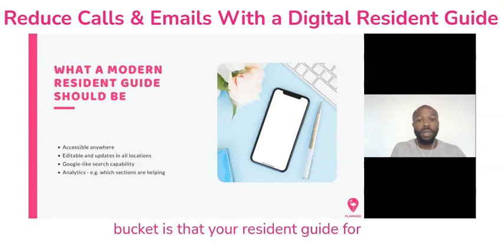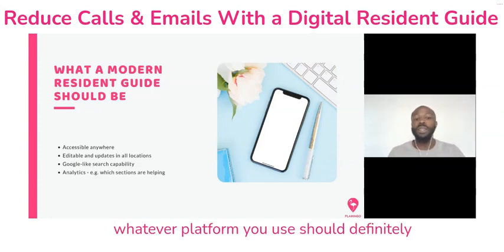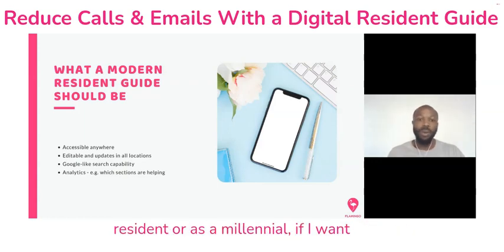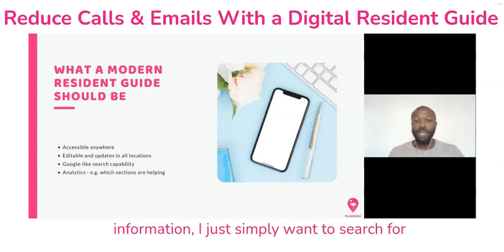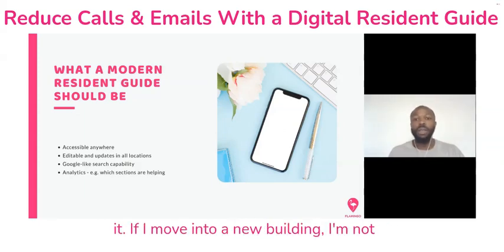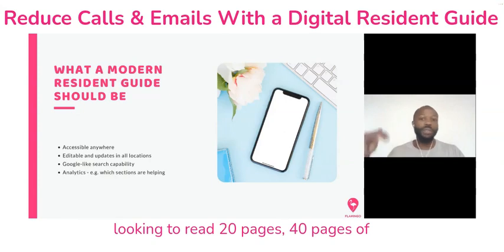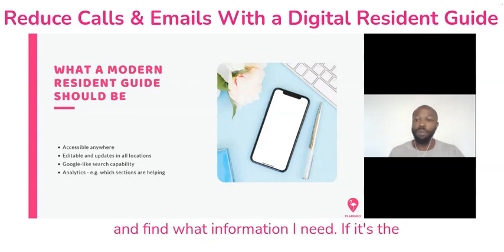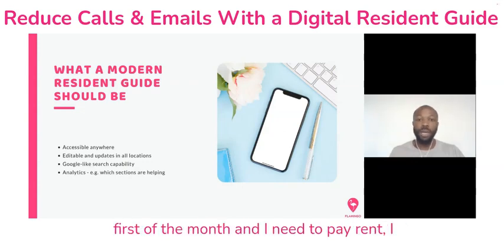And then the third bucket is that your resident guide, for whatever platform you use, should definitely have Google-like search capabilities. As a resident or as a millennial, if I want information, I simply want to search for it. If I move into a new building, I'm not looking to read 20 pages, 40 pages of information. When I need to find that information, I should be able to search for it and find what information I need. If it's the first of the month and I need to pay rent, I should be able to search for how do I pay rent and find it.